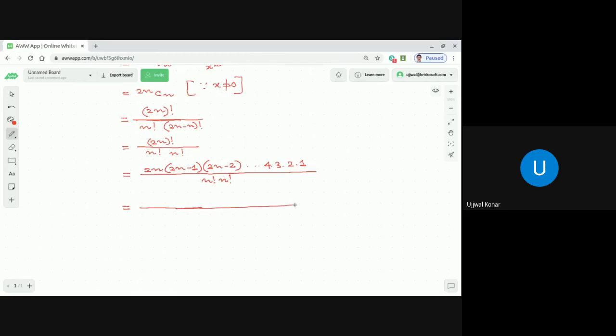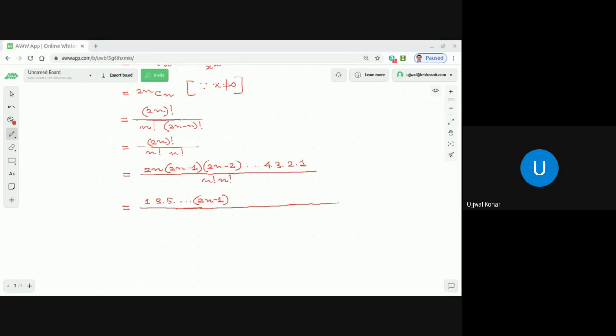Next step you may find a little difficult to understand, but just let me write it down. 1 into 3 into 5 dot dot dot up to 2n minus 1. We are just classifying all the odd terms up to 2n minus 1. That we can do now. After that, what are we left with? After that, we will be left with the even numbers, right? Correct or not?